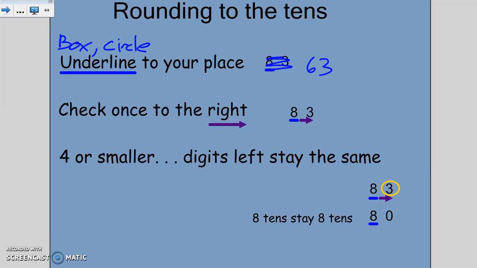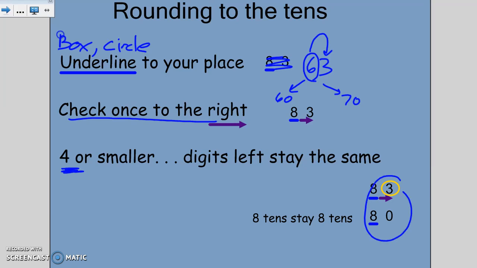Now, round it to the nearest 10. So here's the number we're looking at. That's the one. So the answer is going to be either 60 or 70 because 63 is in between those two. Now, how do we determine which one it is closer to? Well, you check the number to the right. So you're going to look at that number right there. If that number is 4 or smaller, then it stays the same.